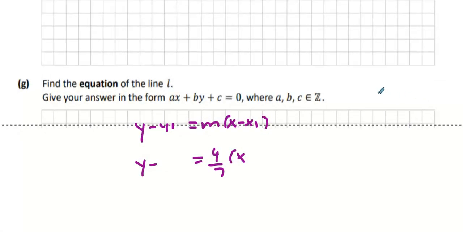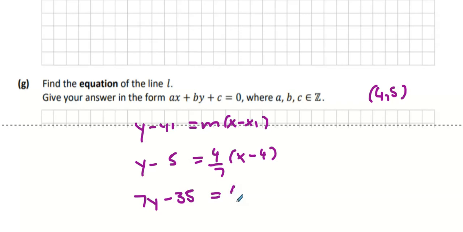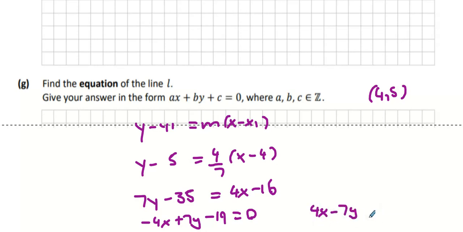So I'm going to choose the point 4, 5. So it's going to be x minus 4 and y minus 5. Going to cross multiply the 7 to get 7y minus 35. Then I'm going to get 4x minus 16. I'll move everything over to one side, so I'm going to get minus 4x plus 7y. I'm going to get minus 35 plus 16, which is minus 19, equal to 0. Multiply both sides by negative, and I can get 4x minus 7y plus 19 equals 0.